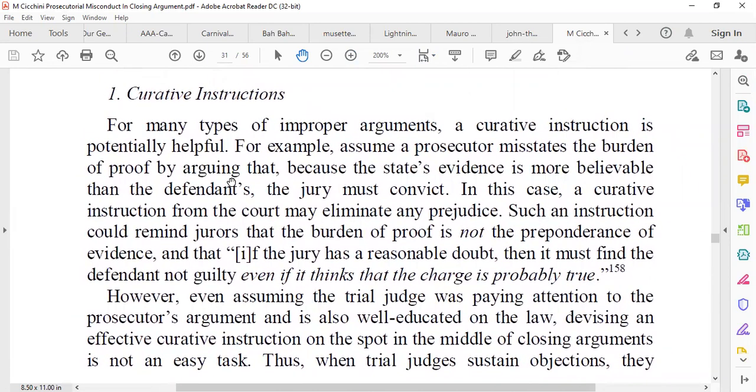Section 1, paragraph 1, curative instructions. For many types of improper arguments, a curative instruction is potentially helpful. For example, assume a prosecutor misstates the burden of proof by arguing that because the state's evidence is more believable than the defendant's, the jury must convict. In this case, a curative instruction from the court may eliminate any prejudice. Such an instruction could remind jurors that the burden of proof is not the preponderance of evidence, and that if the jury has a reasonable doubt, then it must find the defendant not guilty, even if it thinks that the charge is probably true.